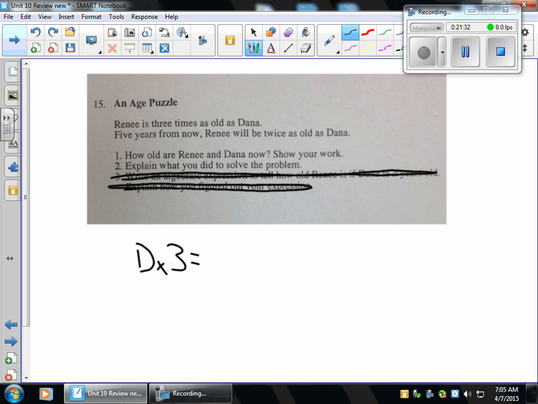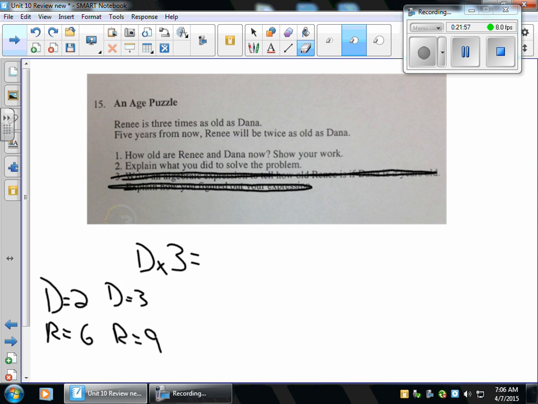Okay. So if Dana is 2, if we put a 2 in for this, 2 times 3, Renee would have to be 6. If Dana is 3, then Renee would have to be 9. If Dana is 4, then Renee would have to be 12. If Dana is 5, Renee would have to be 15.